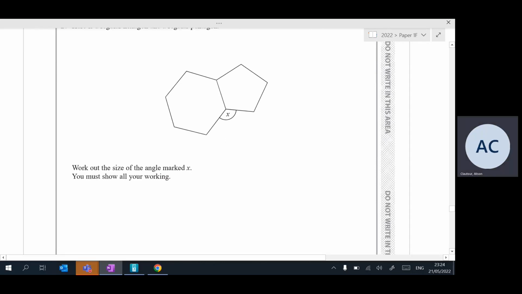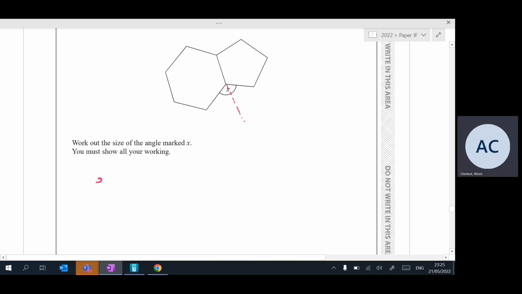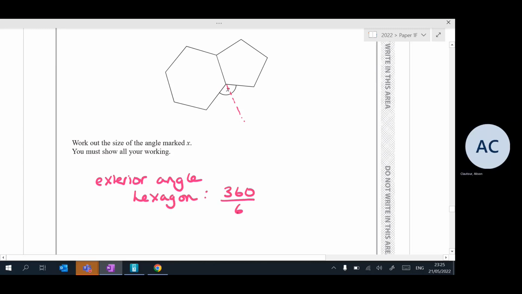So we've got here a hexagon. So I'm going to work out the exterior. You can do it with interior angles as well. I just think it's easier because exterior angles are easier to work out. So the hexagon, remember you do 360 divided by how many sides? So 360 divided by 6 gives me 60.